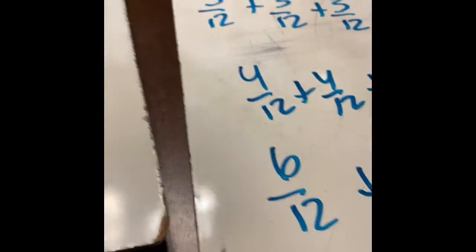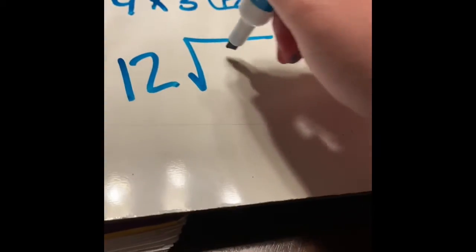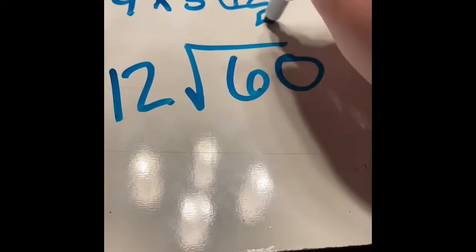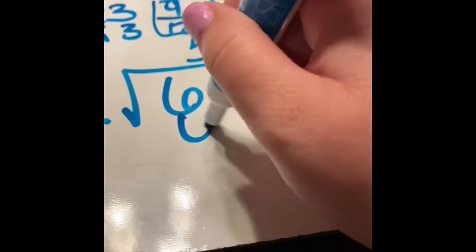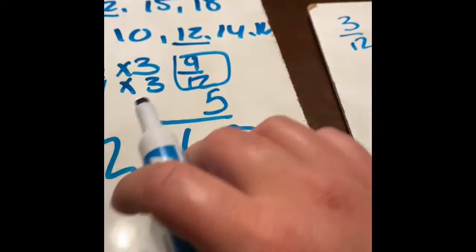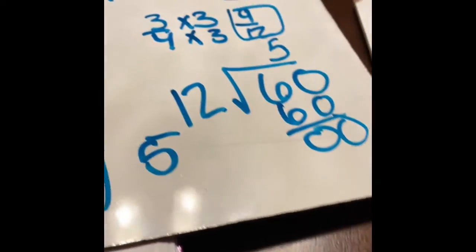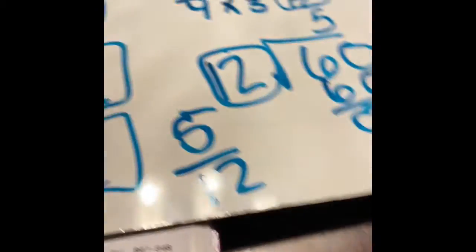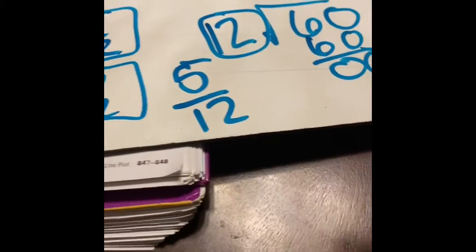So now I'm going to find a little, oh, I have a little bit of room over here. 12 divided into 60. 12 can divide into 60 5 times. 5 times 12 is 60. So this is my numerator. And my denominator is 12, stays the same. This is a 5, that's just a bad 5.